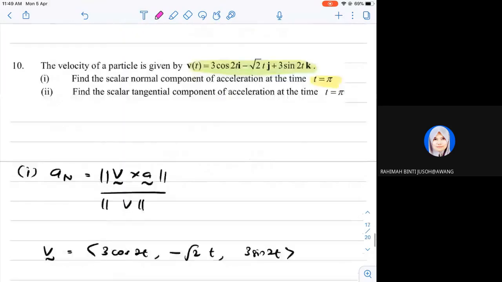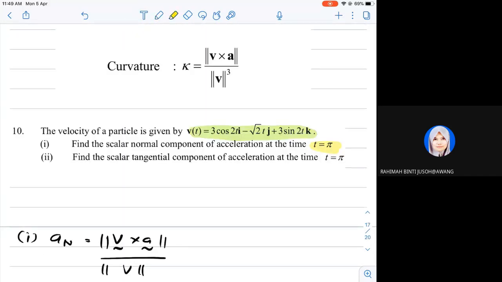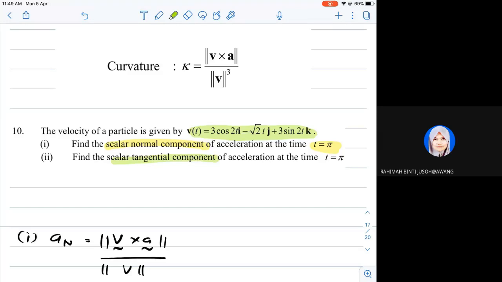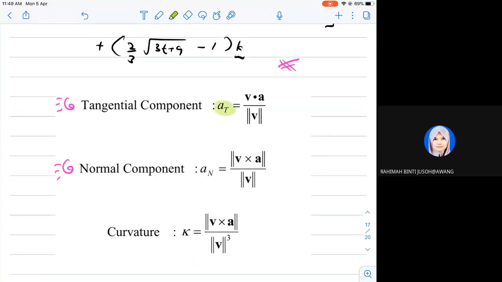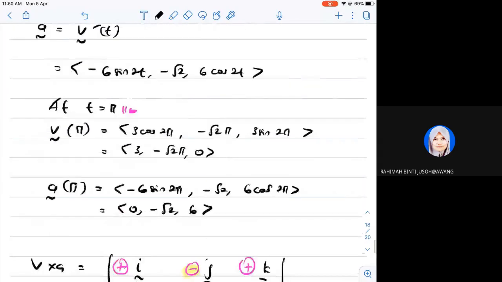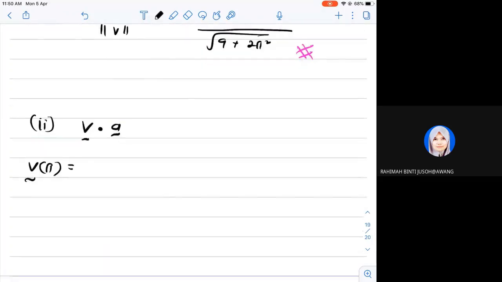Okay, last one. Find the scalar tangential component. Earlier was the scalar normal component. Now we want to find the scalar tangential component. The scalar tangential component is aT, this one, the top one. Earlier we did aN, so aT is a bit easier. It is V dot A. So number 2, V dot A. So what was V earlier? V at pi earlier we had 3, negative square root 2 pi, 0.